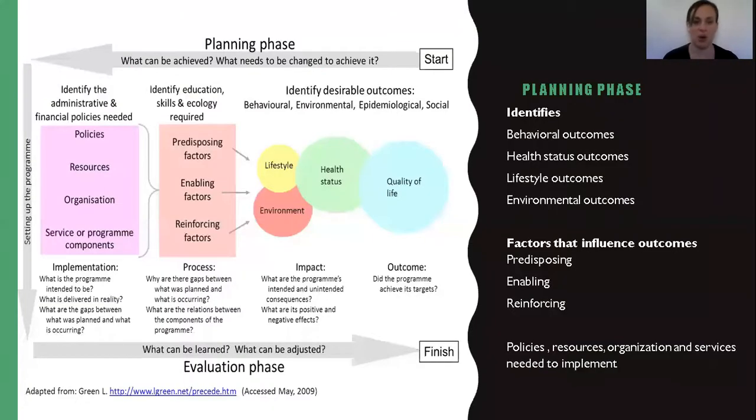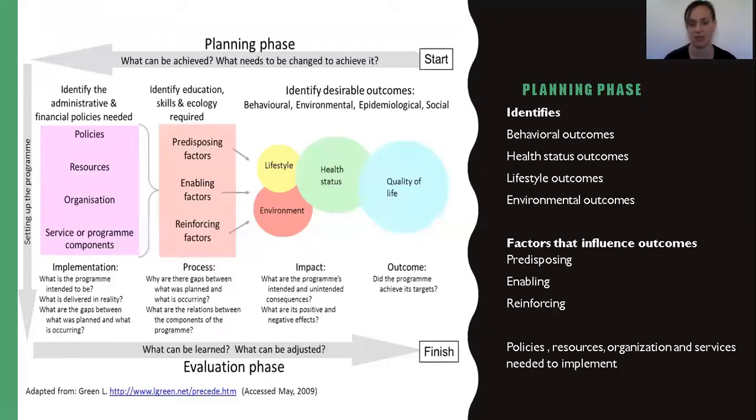Okay, so we're just talking about those three factors. Our three factors are predisposing, enabling, and reinforcing. That's the PRE. And those factors are what affect our outcomes of behavior, health status, lifestyle outcomes, and environment. So we're looking at these different kinds of outcomes. What do we want to achieve? What do we want the end result to be? And what are the three factors that impact what those outcomes can be? And then at the very end, we're looking at the policies, resources, organization, and services that we need to implement it. And that's the first part.